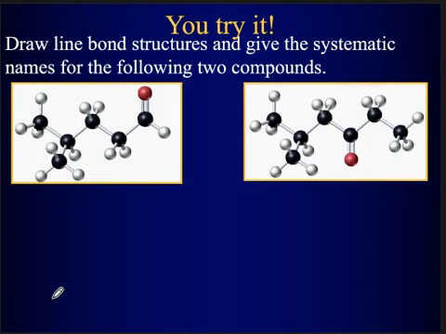All right, let's draw 2 more. Draw the line bond structures and give the systematic names for the following compounds. You could give either the line bond or the skeletal structures. I'm okay with either one as long as you know what they look like. Go ahead and draw them and then name them. The black balls are carbons, the white balls are hydrogens, and the red ball is an oxygen.